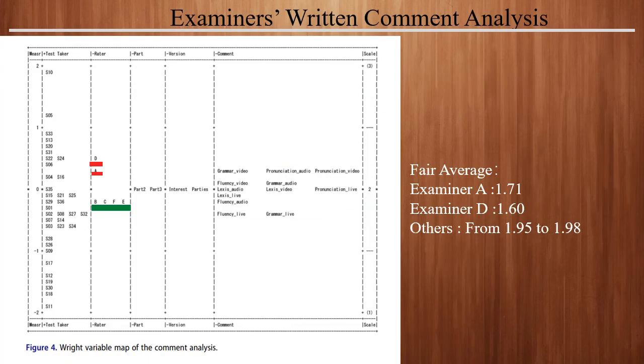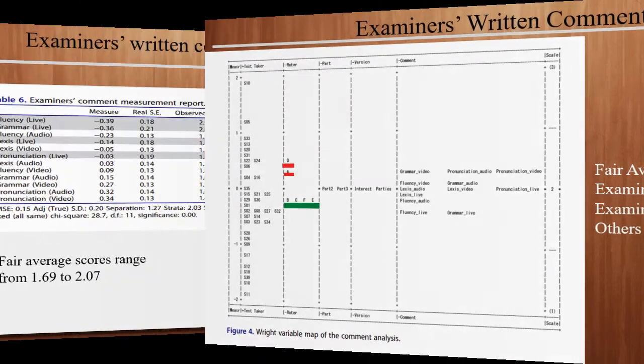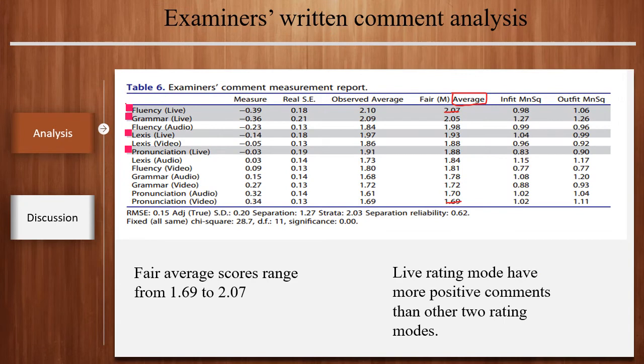Figure 4 is what the researchers used to illustrate the degree of positivity in examiners' comments. You can see I've pointed out the red one, which is examiner A and B, and the other examiners. There are some substantial differences. In the last table, table 6, the live rating mode had more positive comments than the other 2 rating modes, as you can see from the figure. And the fair average score ranged from 1.69 to 2.07.